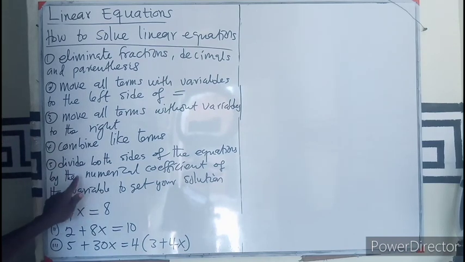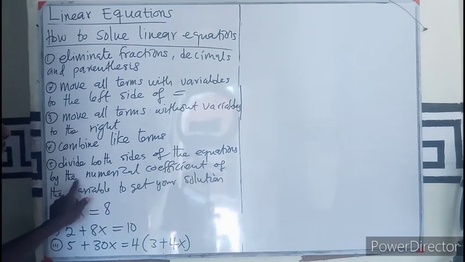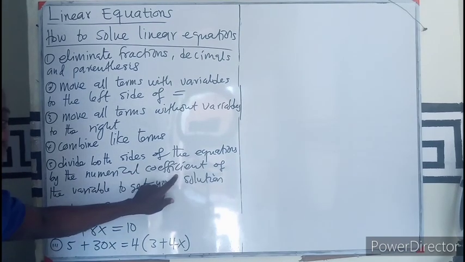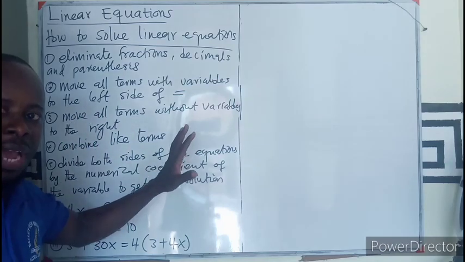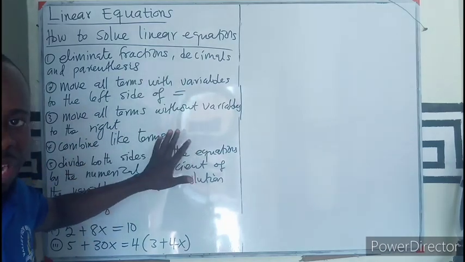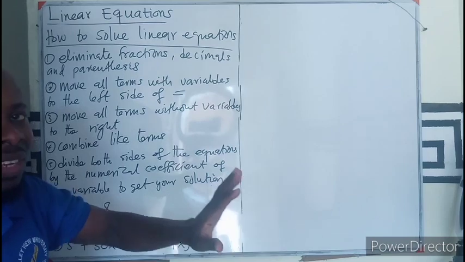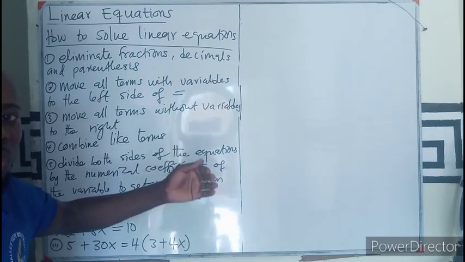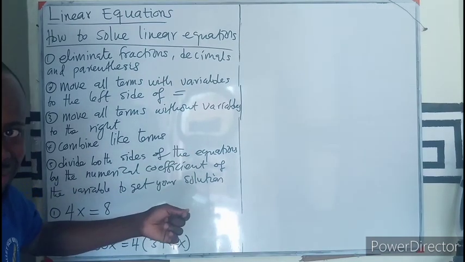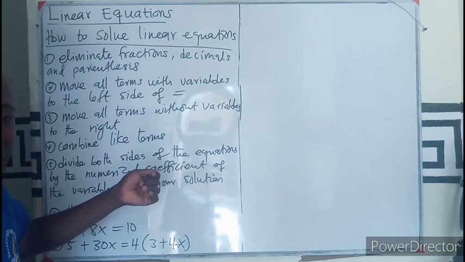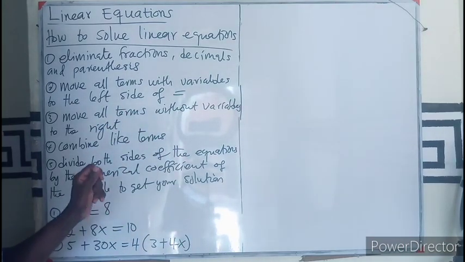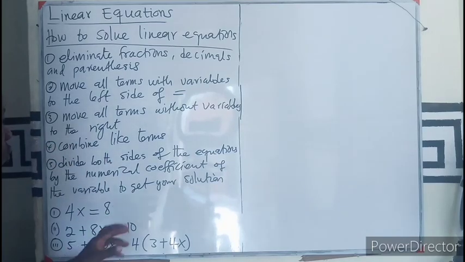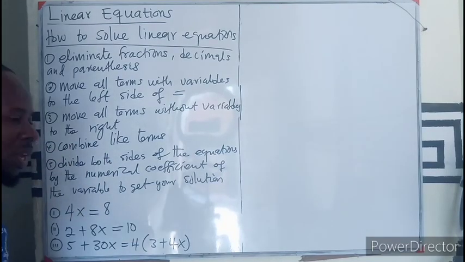Then the next stage, which is the final stage, is what? Divide both sides of the equation by the numerical coefficient of the variable. Since we are able to combine all of them, variables on the left, constant on the right, if there is a numerical value other than 1 coming before the variable, you divide both sides by that particular numerical coefficient to get your solution of the equation.